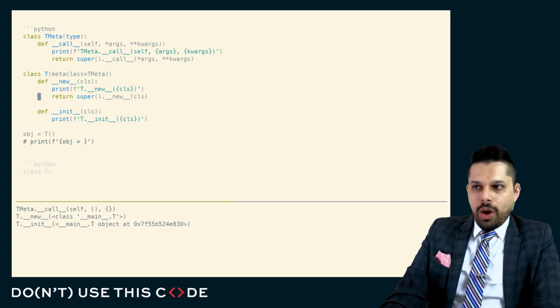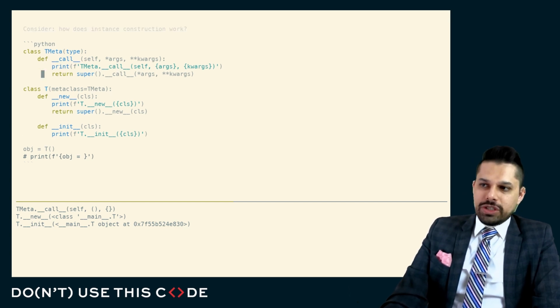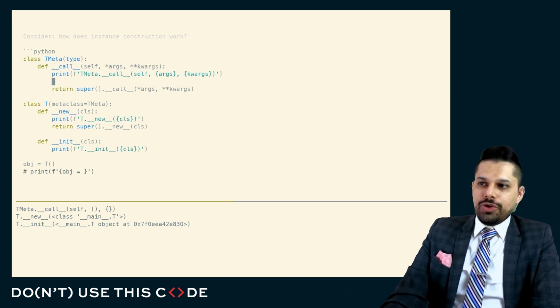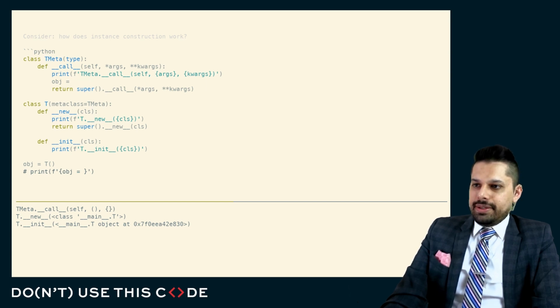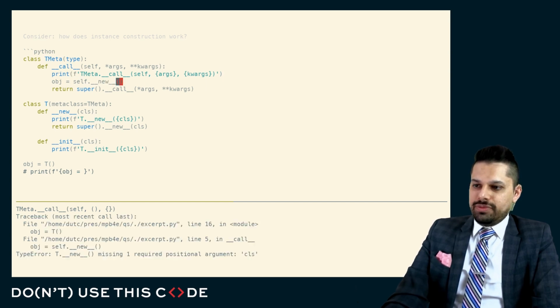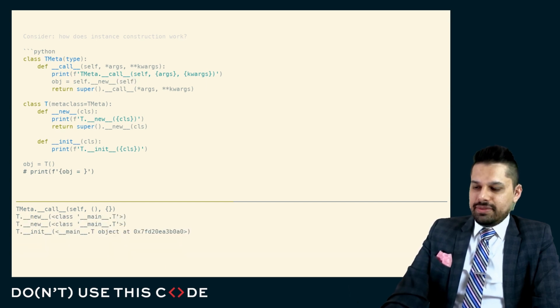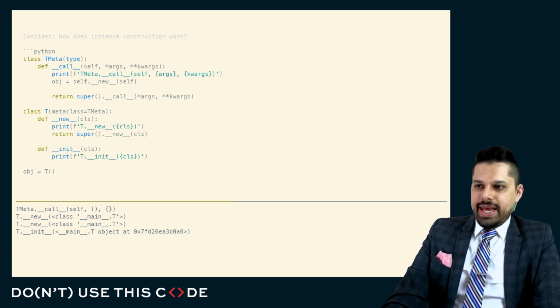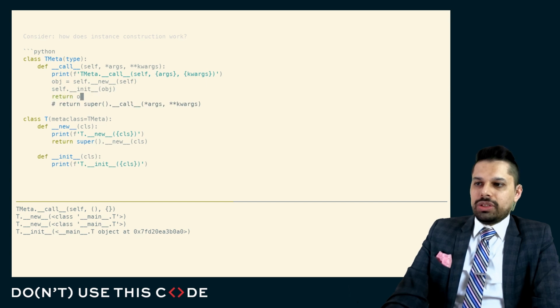Now let's talk a little bit about what new and init actually do. What you can think is behind the scenes, what this looks like when you are creating an instance is you're first creating an instance of this object. So you're going to call self.new, and here you're going to pass in the arguments like that. And then you're going to say self.init. And then you're going to return the object.